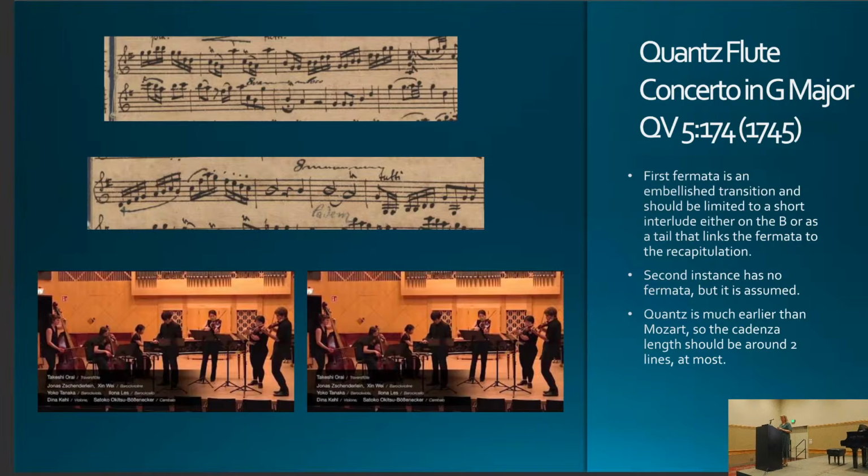So I have two examples from this person here. Quantz is much earlier than Mozart, so the cadenza length should be 2 lines at most. It should definitely be shorter. So this is an example of what a transitional fermata would have been. And you'll notice that quite frequently with these transitional fermatas, sometimes they're on the penultimate note, sometimes they're on the last note, but quite frequently the embellishment happens between these 2 notes here, your penultimate note and your final note. And you sometimes will have a tag that gets you back into the thematic material. Okay.